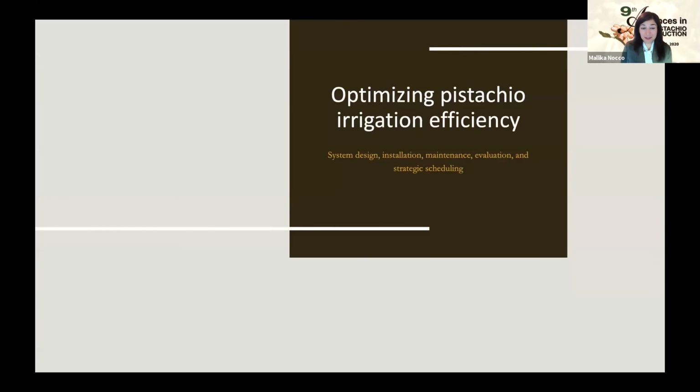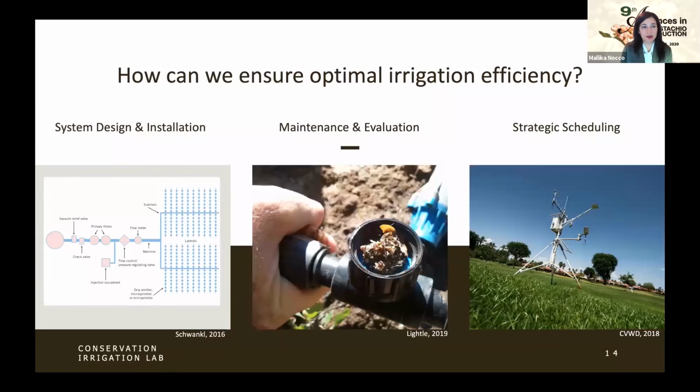So how can we optimize irrigation efficiency in pistachio? How can we think about and ensure this optimal irrigation efficiency? There's really three ways. One is your system design and your installation of your system. The second is how well you maintain and evaluate your system.